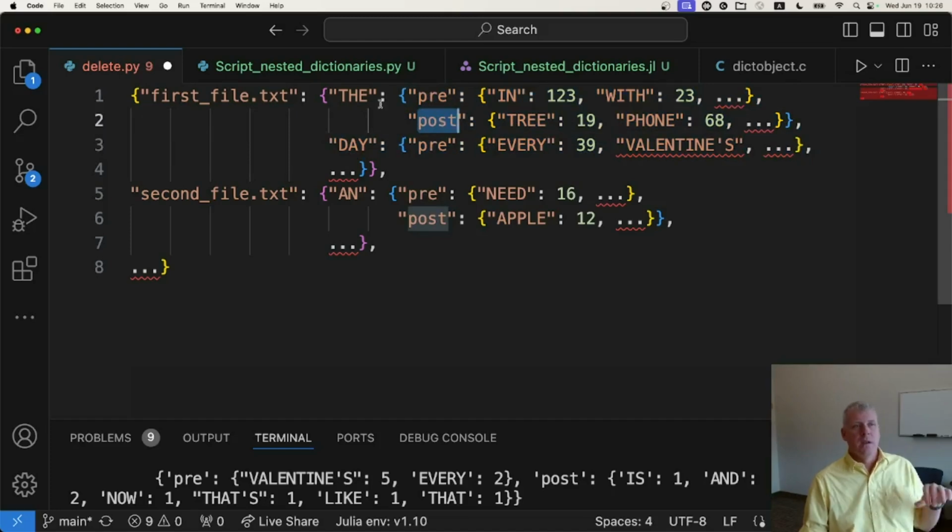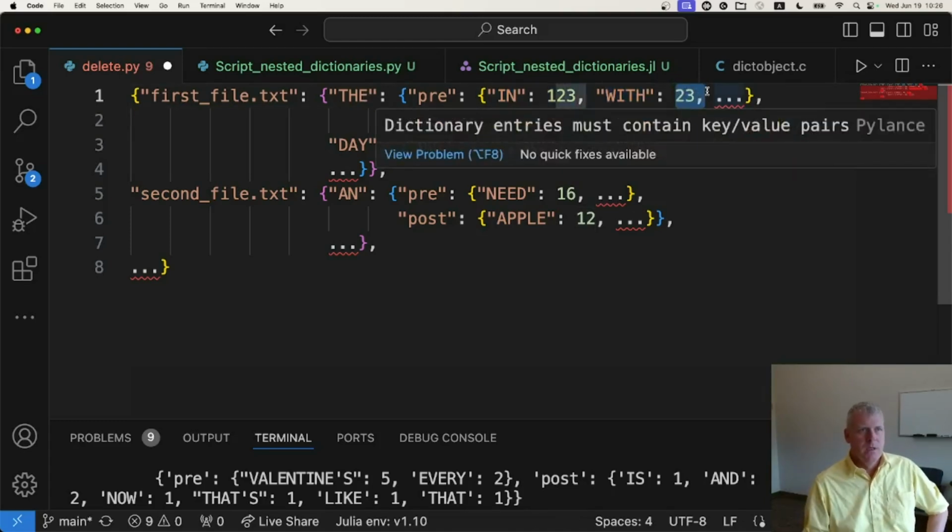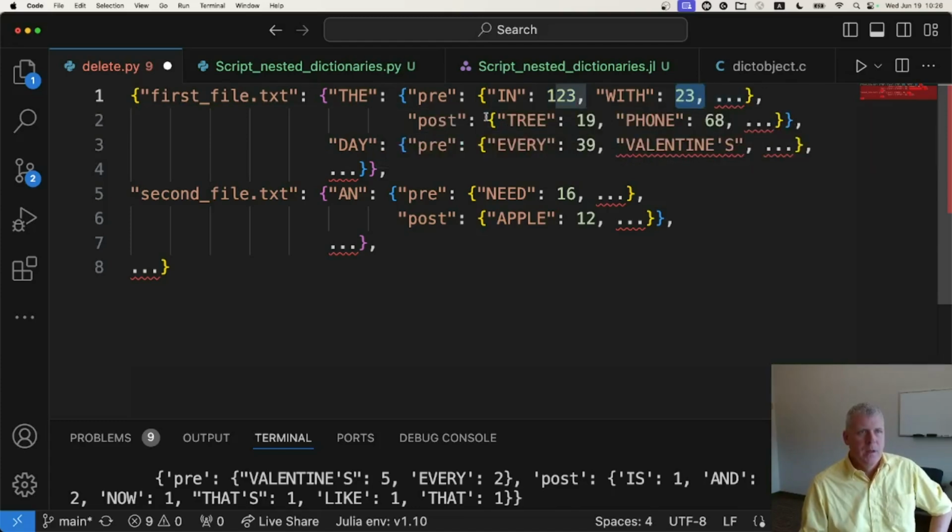That is, what are the words that occur before "the" within this current file? And so we have "the" preceded by "in," that is "in the," and we have "with the," and their respective frequencies. These are, again, artificial examples, just to give the idea of what I'm looking at. And then the next item is post. What are the words that occur after "the"?